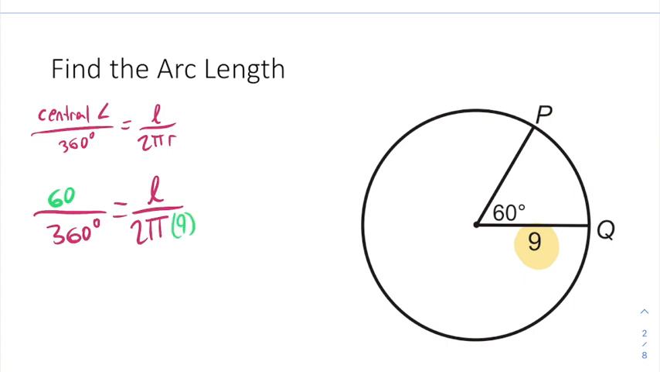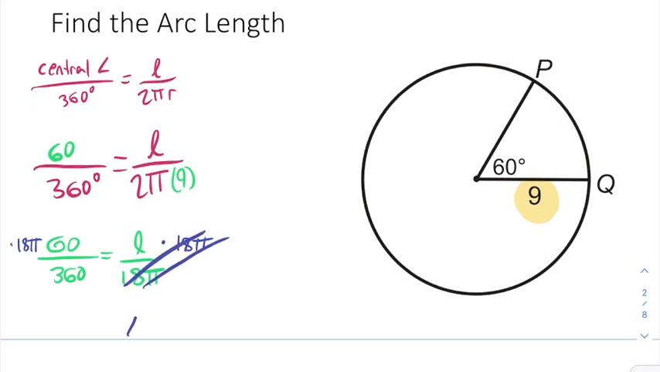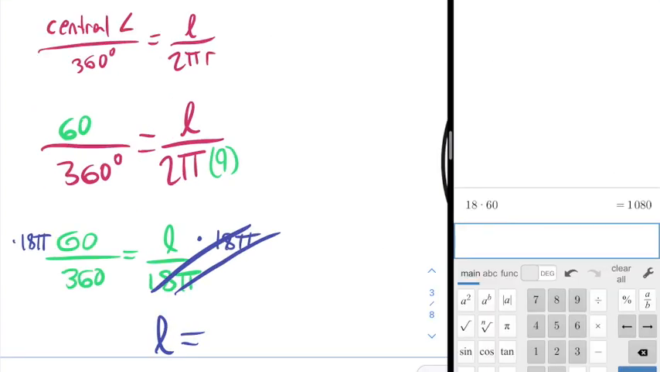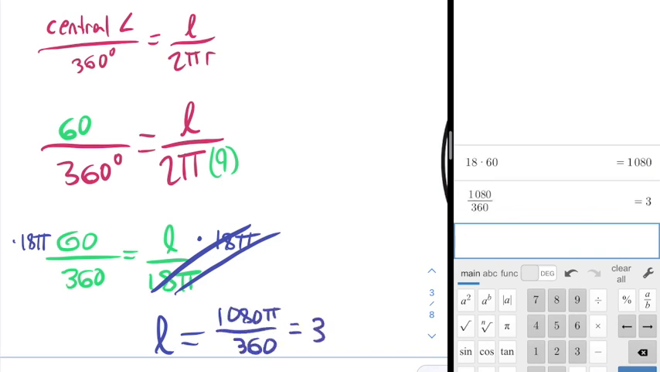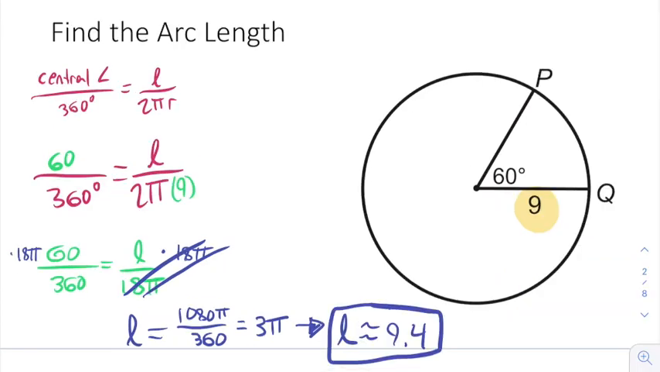Now this formula reads 60 over 360 equals L over 18 pi. Next I'll multiply both sides by 18 pi to get rid of the 18 pi on the bottom. Now I have L equals 1080 pi over 360, or 3 pi, which we can turn into an approximate answer of 9.4. And that's our arc length for this particular arc.